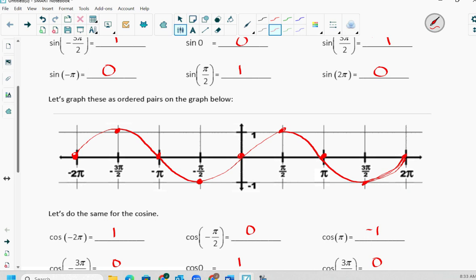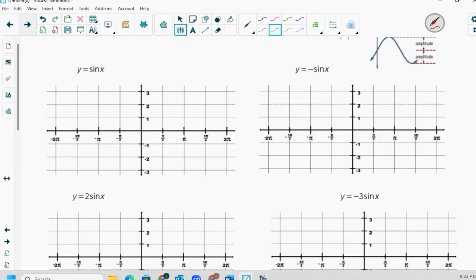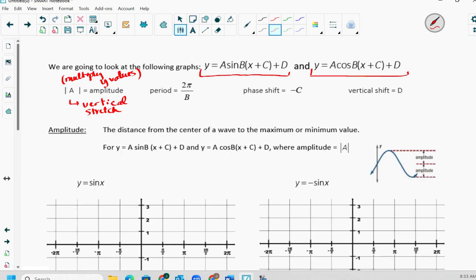Everything we are dealing with today, that's just going to be 2 pi. Okay, we're not going to change that today. Next class, we will deal with what happens when it changes. But today, it is just 2 pi for everything we're doing, because our B value right now is always going to be 1.